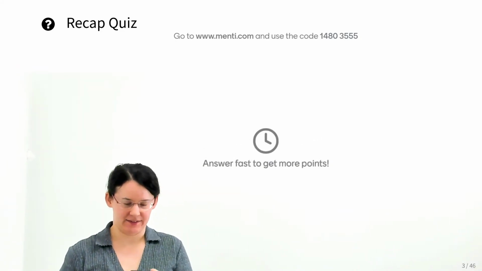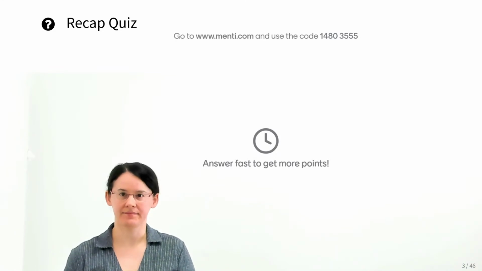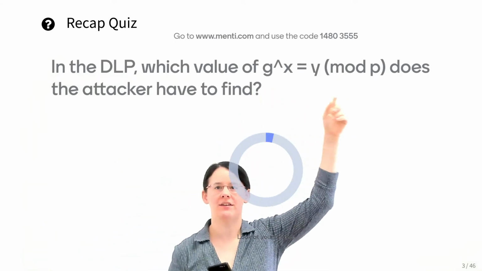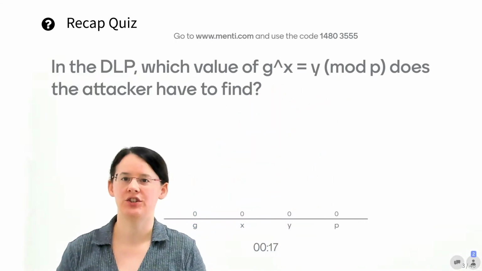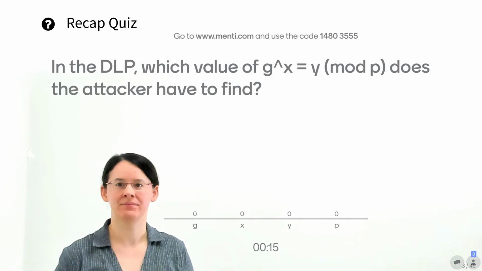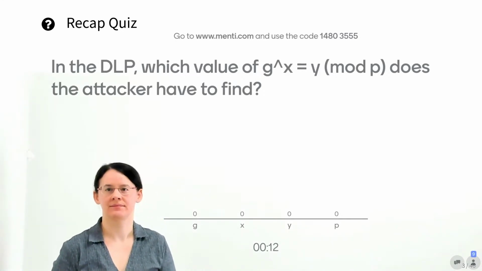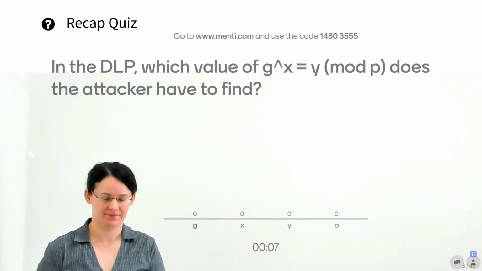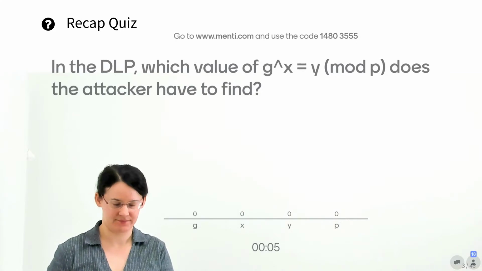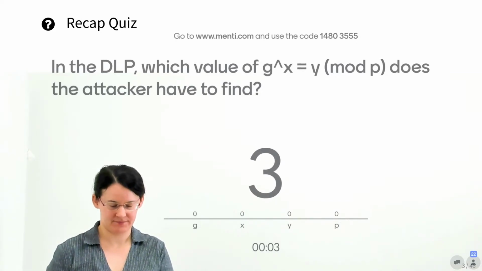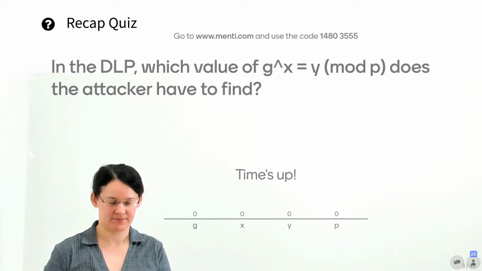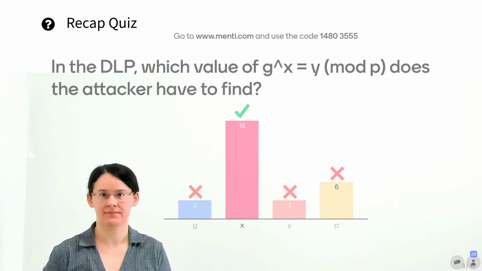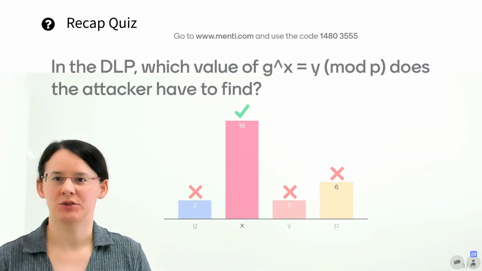Okay, next question. In the discrete logarithm problem, which value in this equation does the attacker have to find? Is it g, x, y, or p? So 3 of the numbers are given, 1 he needs to find. So indeed, the majority is right.